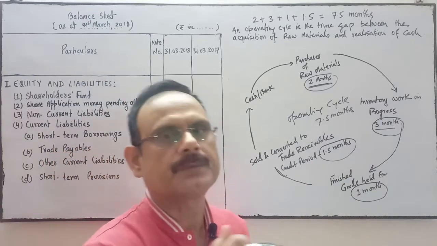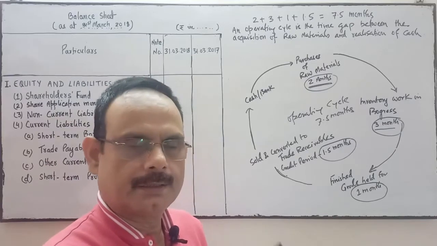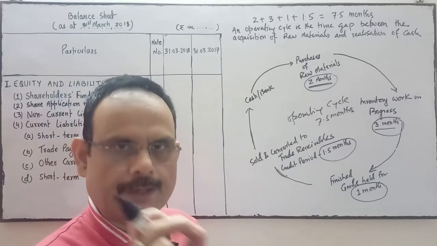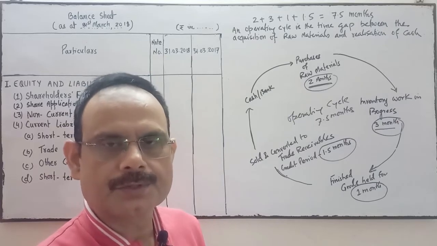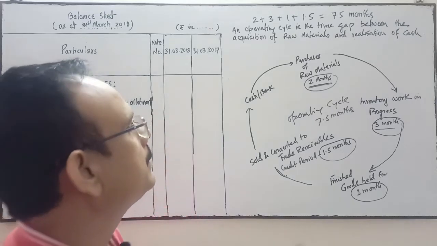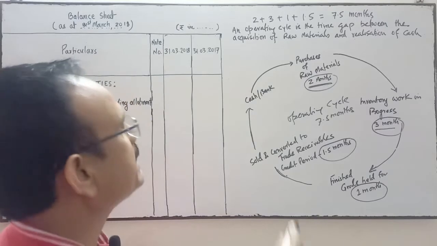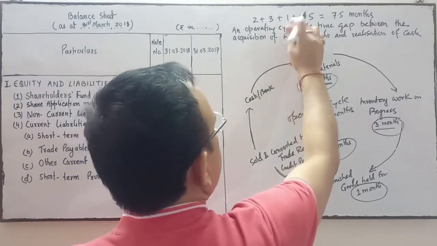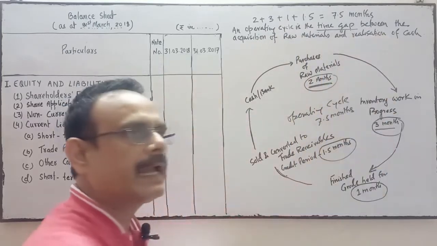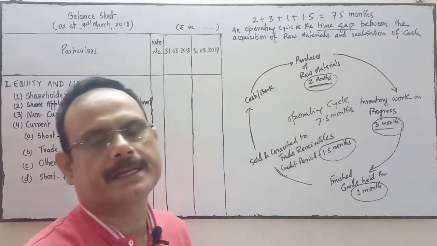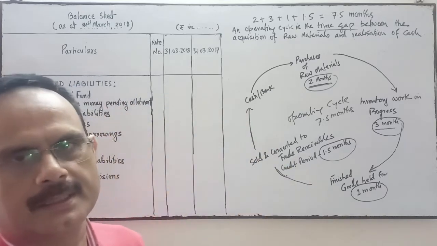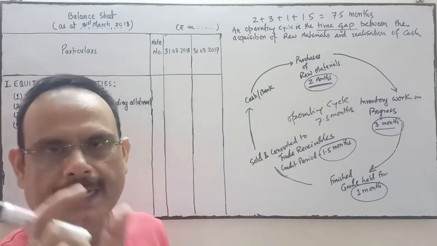The time gap between the day the money goes out of the business and the day the money comes into the business by sale of finished product or sale of goods, that time gap is called your operating cycle. So the operating cycle is the time gap between the acquisition of raw material, the purchase of raw material, and the amount realized by the sale of goods or services.